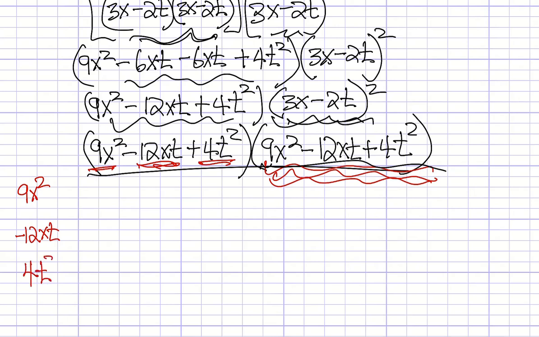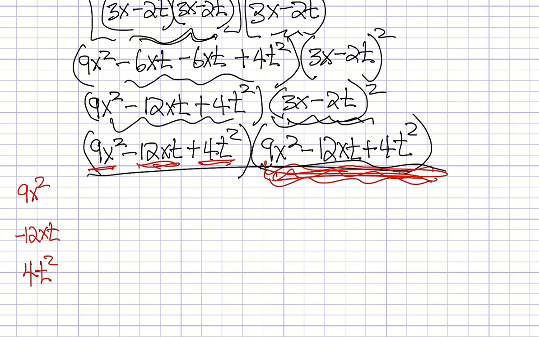4t squared. You see that, right? So those are the 10 things we're going to use to multiply that side. So let's do it. Okay, 9x squared multiplied that side. What do you get? It's going to be a lot of work, but we can do it. We're not scared of this thing.